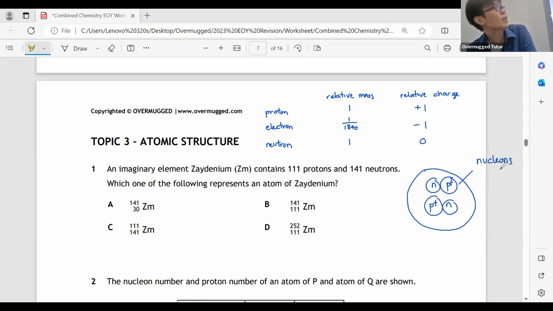Okay, take note, nucleons and neutron is different. Why are they called nucleons? Because neutrons and protons are inside the nucleus. This is essentially your mass.